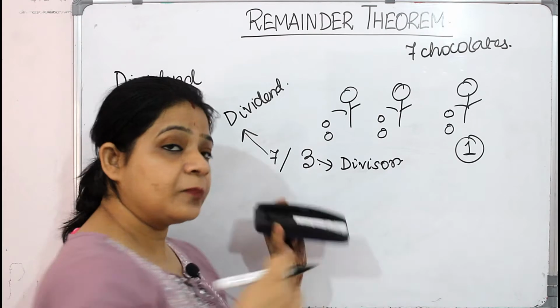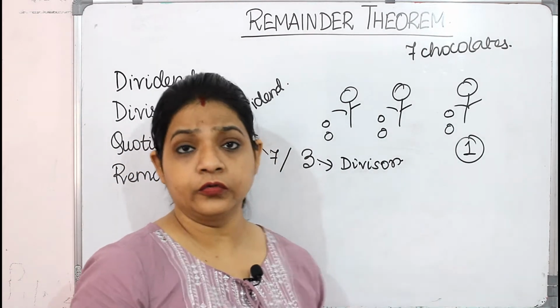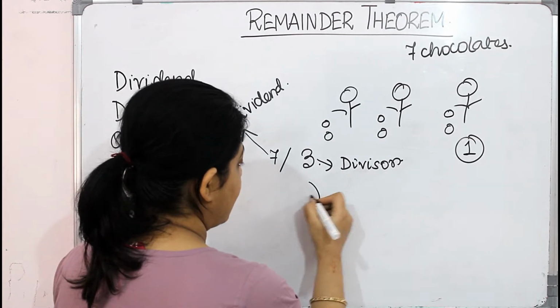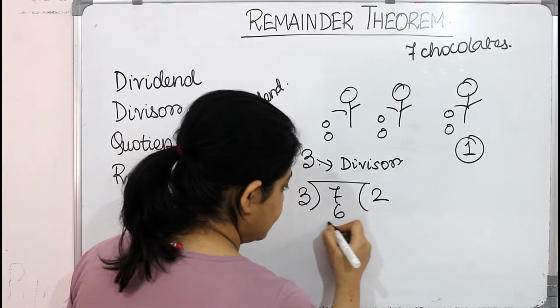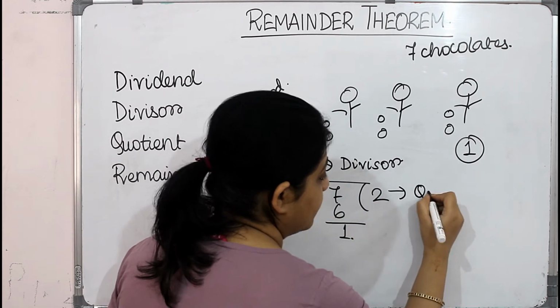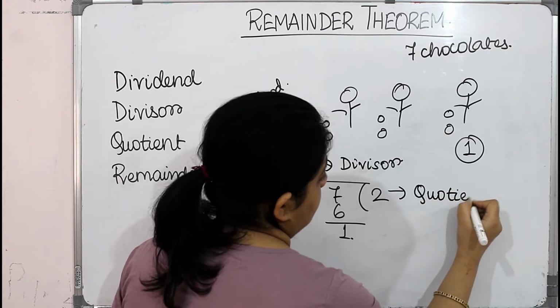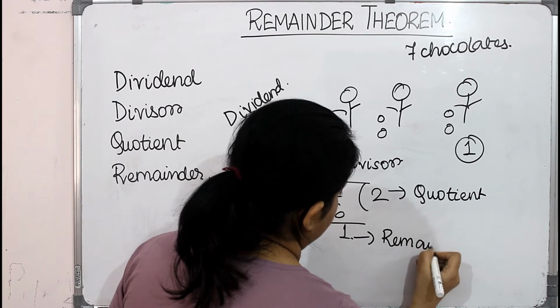Now let's perform the simple division rule to see how it looks. 7 divided by 3, that is 3 into 7. 3 twos are 6, remainder 1. So 2 is the quotient over here, and 1 is the remainder over here.